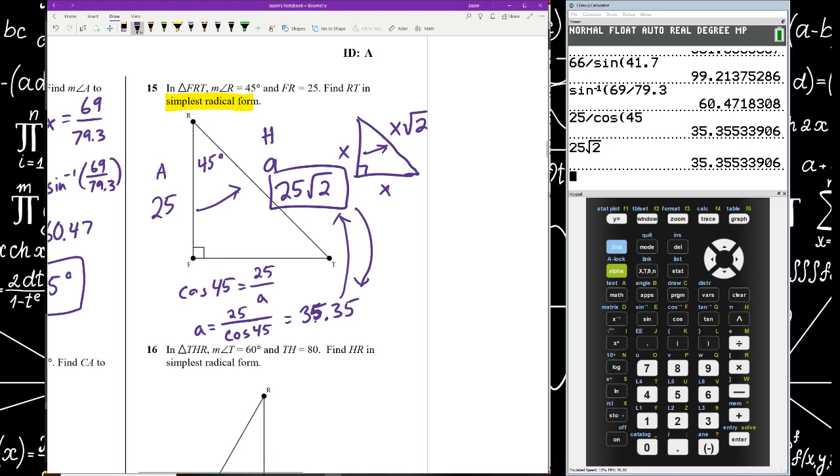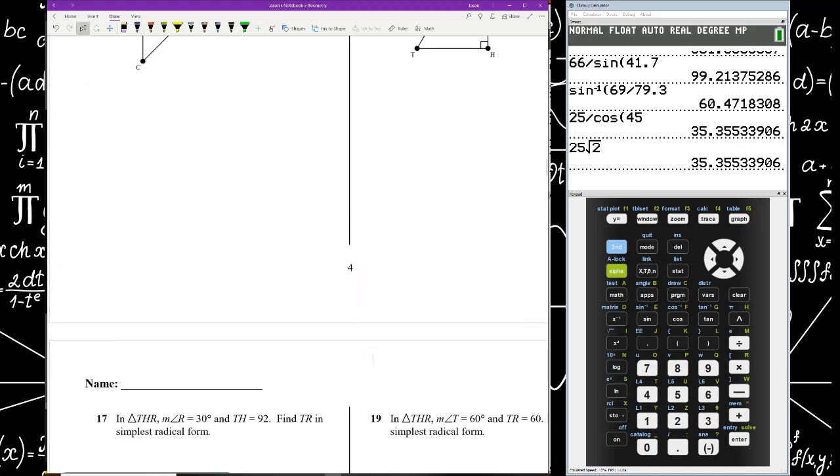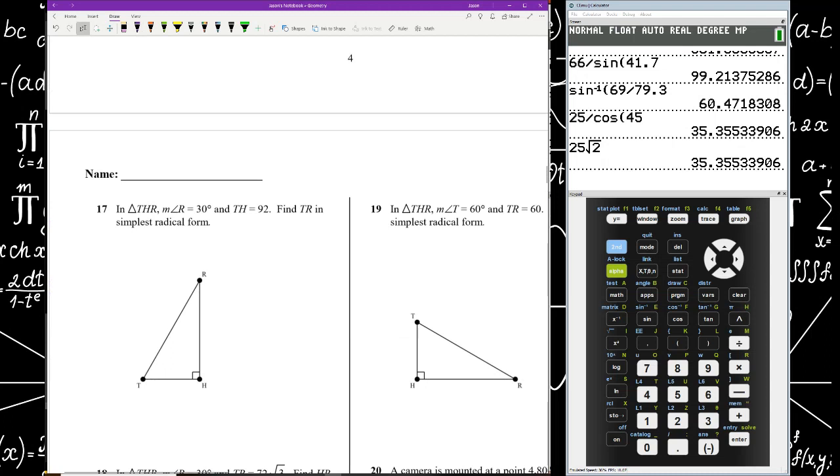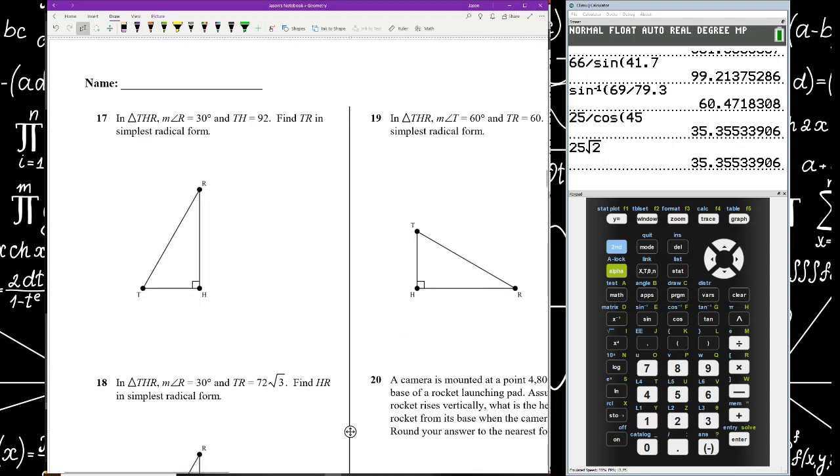Alright, we're going to skip now down to number 17. So number 17, it tells me that r is 30 degrees. So that tells me straight off the bat, 30 degrees, it's going to be a 30, 60, 90. Right, it tells me also th is 92. It wants me to find tr, so I'm going to label this one as A again. So 30, 60, 90 triangle. Alright, short leg is x, long leg is x square root 3, and hypotenuse is 2x. So notice on this one, I'm going from short leg to hypotenuse. So x to 2x, that's basically multiplying by 2.